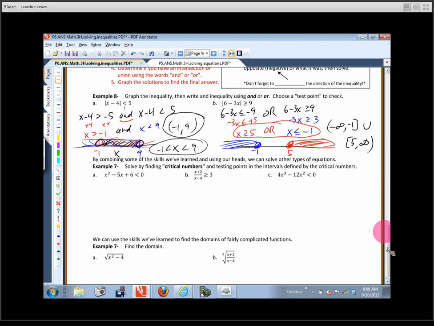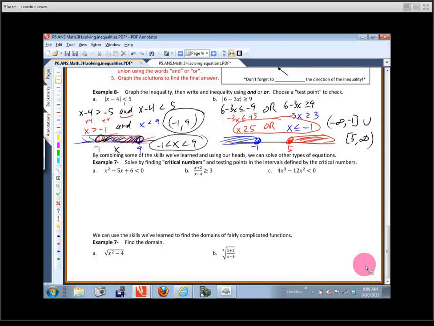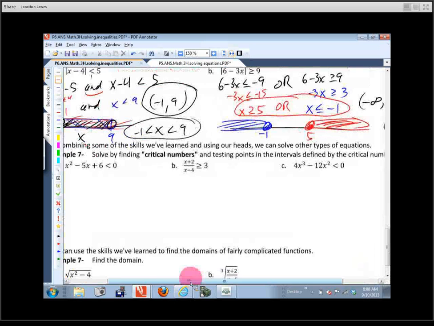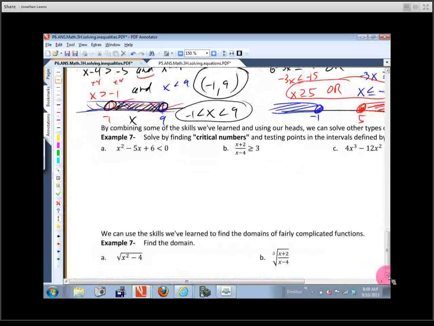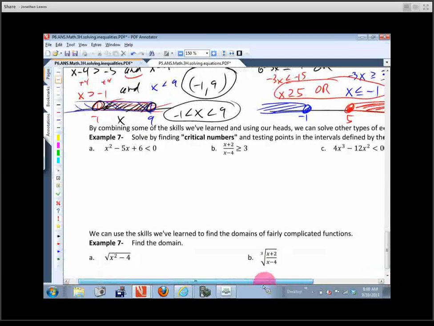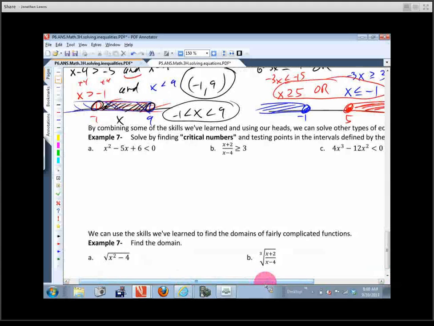Okay. So a couple important things that we didn't get to yesterday would be this example 7. And these are a little bit more complicated. I mean, if we were to graph these, they're more complex graphs. But we can find these on several of the inequalities that we solved yesterday. We picked test points to make sure that we got them right. Well, that's actually how we're going to solve this. In order to know where we're going to pick test points, we need to find something that this textbook calls critical numbers.